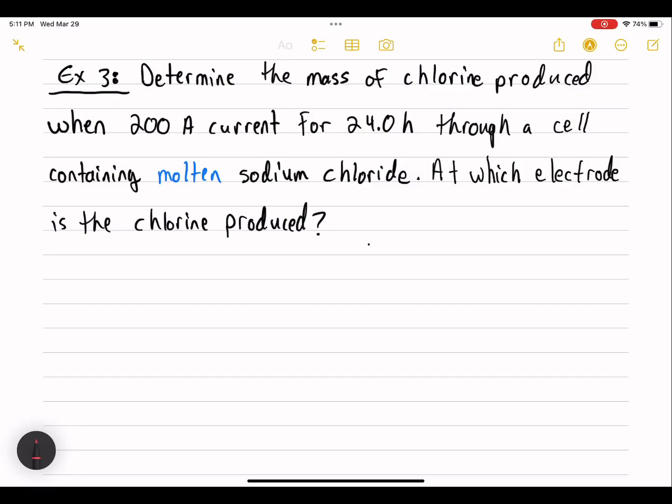So now I want you to pause the video, write this problem down in your notebook, and try it out yourself using the steps or the guidelines provided. When you're ready, unpause the video and see how we approach the solution.